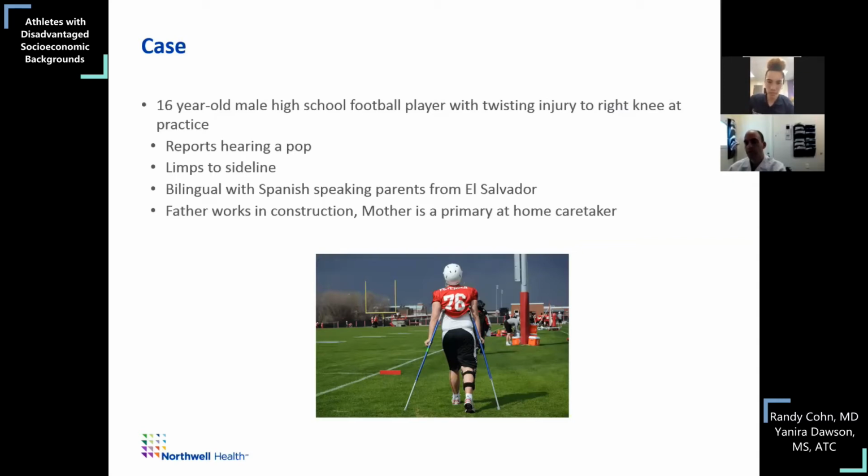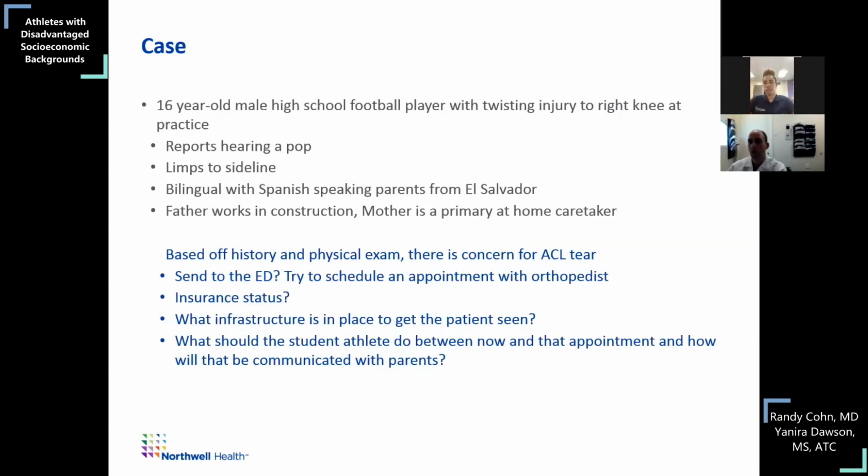So let's delve a little bit deeper into this case. This 16-year-old student is bilingual with Spanish-speaking parents. The father works in construction. The mother is a caretaker at home. Based off the sideline assessment, there's some concern about a possible ACL tear. So what are the next steps? Do we send this athlete to the emergency room to be evaluated? Can we get them to see an orthopedist?